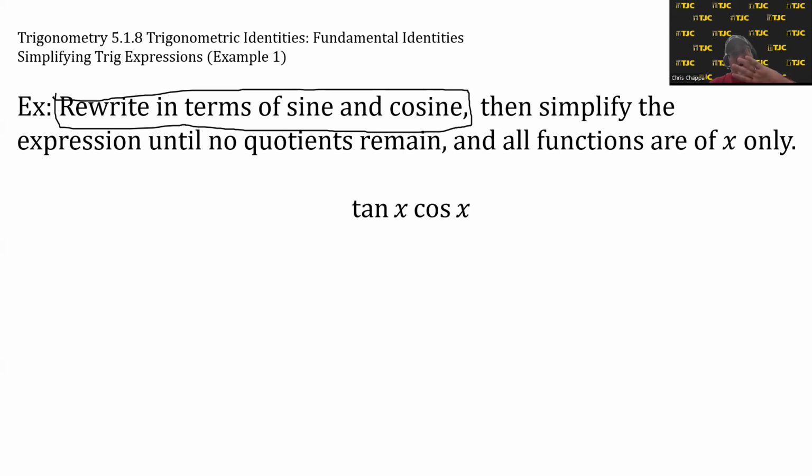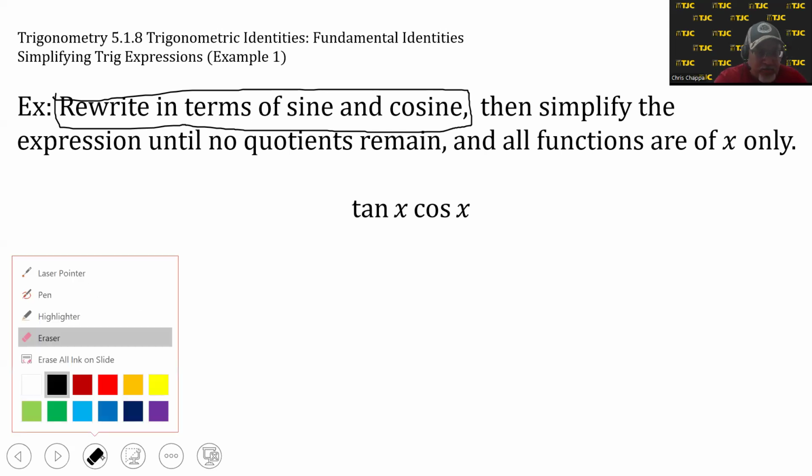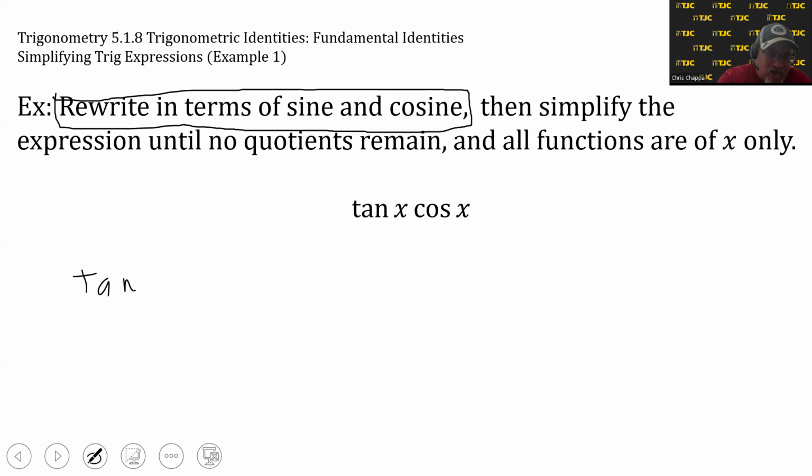Secant is 1 over cosine, cosecant is 1 over sine, tangent is sine over cosine, cotangent is cosine over sine. That's just two reciprocal and two quotient identities. So when we are trying to simplify a trig expression like tangent x cosine x, a very common strategy is to turn everything into terms of sine and cosine. This is not always the most efficient strategy, but in the absence of a better move, it's a good thing to try.